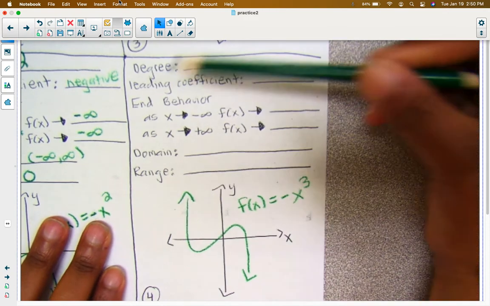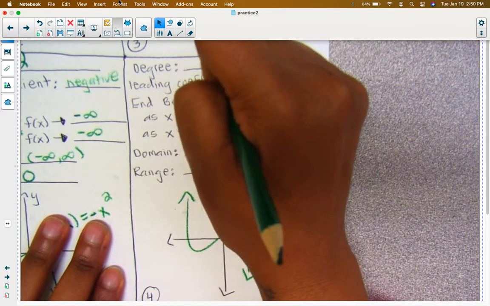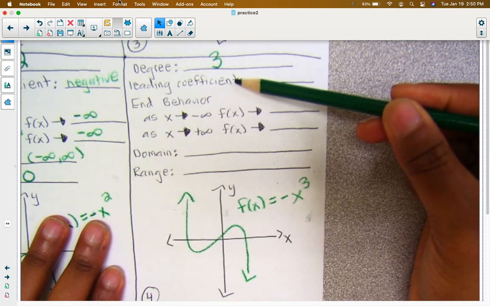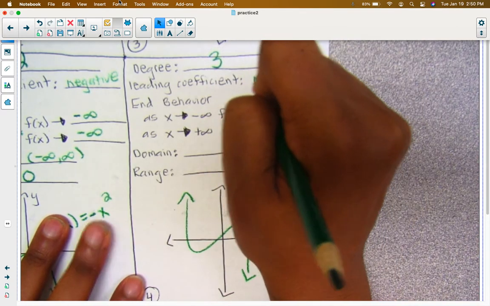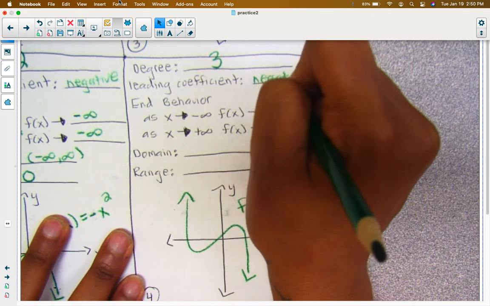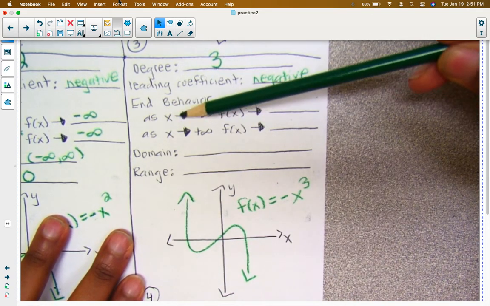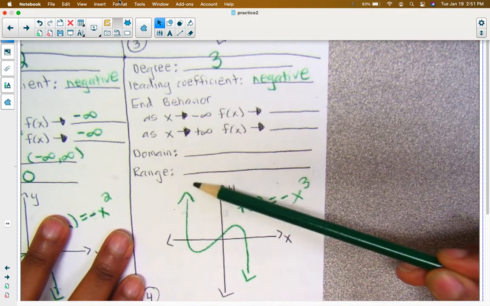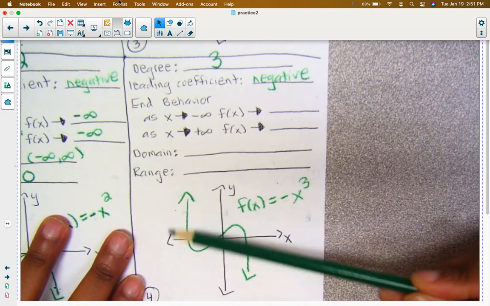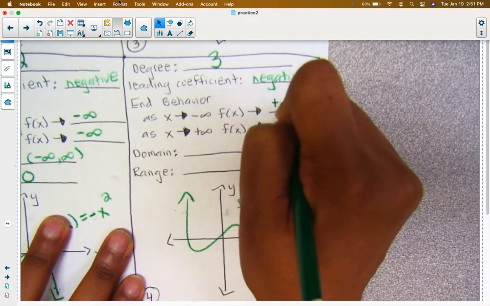The degree is your highest exponent. I can see that my highest exponent is 3. It's cubic. Your leading coefficient, what's the sign in front of the leading term? It's a negative. End behavior. As x approaches negative infinity, that's the left-hand side of your graph. What's happening on the left side of my graph is going up. So my function is approaching positive infinity.